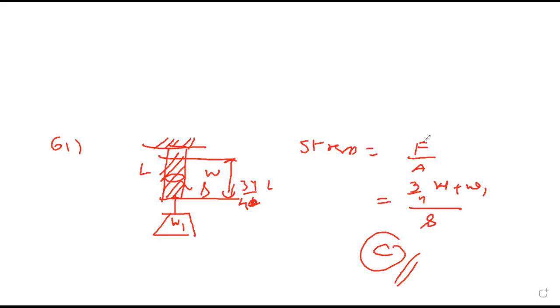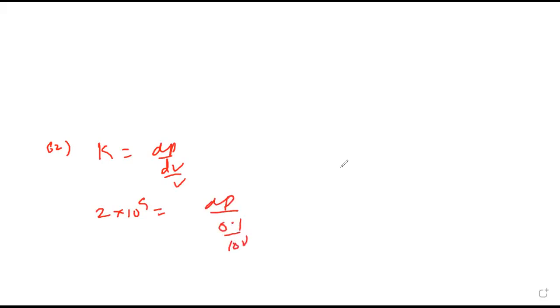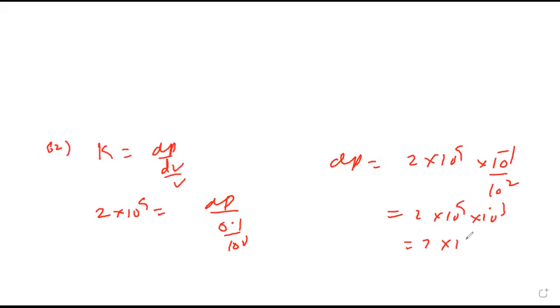Try the next one, 62. Sir, option C. Others are also getting the same. Yes, same answer. 2 into 10 raised to 9 equals dp upon 0.1 by 100. That means it will become 2 into 10 raised to 9 into 10 raised to minus 1 upon 10 raised to 2. 2 into 10 raised to 9 into 10 raised to minus 3. 2 into 10 raised to 6 is correct. C option is correct.